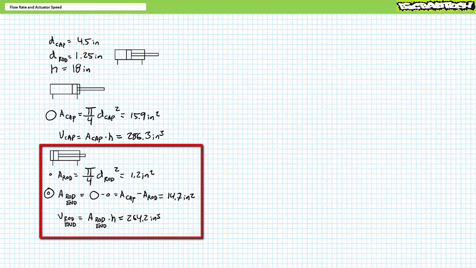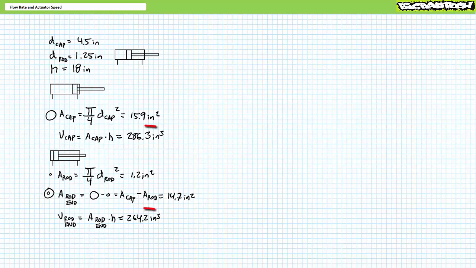Another application of the circular area formula demonstrates the smaller rod has an area of roughly 1.2 square inches. The area of the ring-like rod end is the area of the cap minus the area of the rod. Substituting our calculated values demonstrates the ring-like rod end has an area of roughly 14.7 square inches. The volume of the tube-like rod end is the area of the ring-like rod end times the height. Substituting our calculated values demonstrates the tube-like rod end has a volume of roughly 264.2 cubic inches at full retraction.